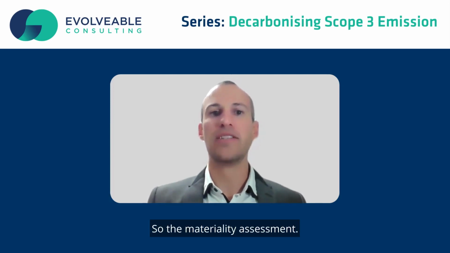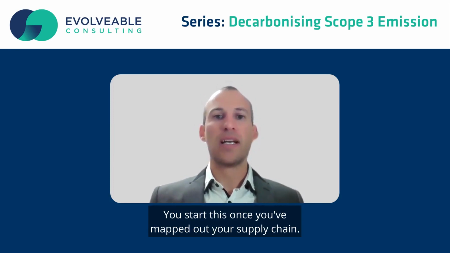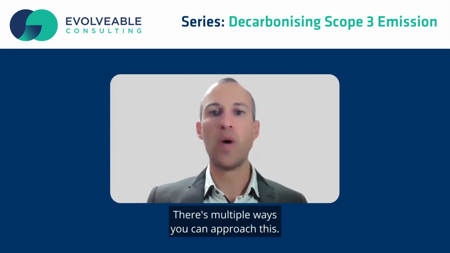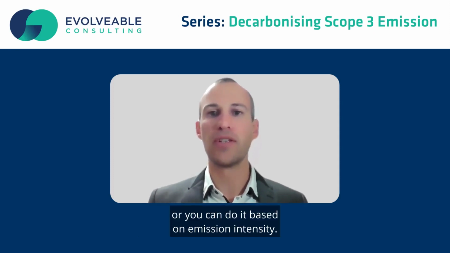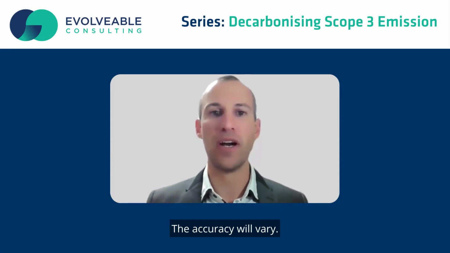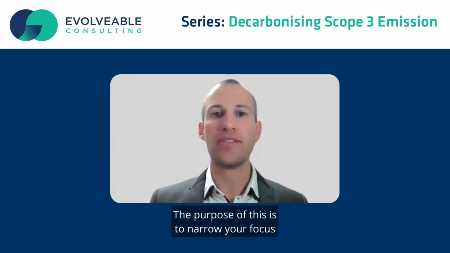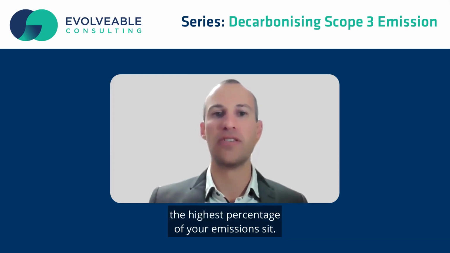So the materiality assessment, you start this once you've mapped out your supply chain. How do you understand the materiality along the value chain? There's multiple ways you can approach this. You can do it based on spend data, or you can do it based on emission intensity. Ideally, have primary data. The accuracy will vary. However, the major hotspots are typically the same using either approach. The purpose of this is to narrow your focus down to a key set of suppliers where the highest percentage of your emissions sit.